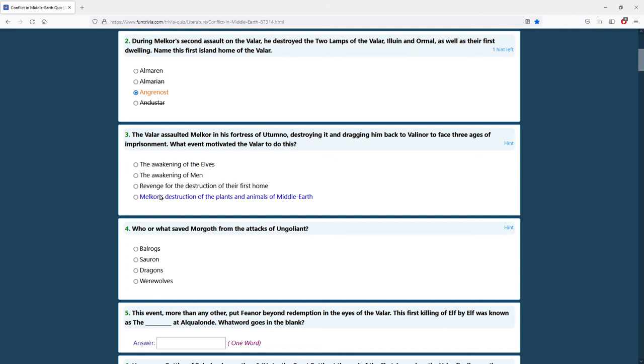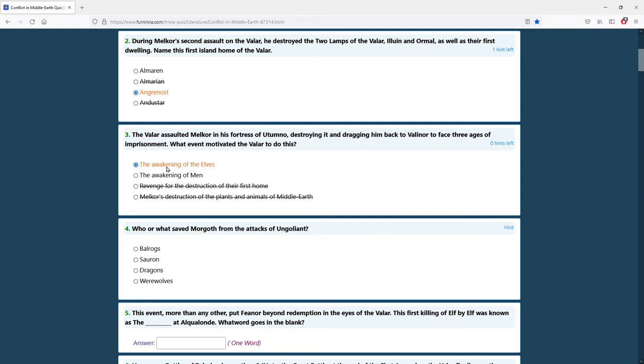The Valar. I don't remember, I have to say. The awakening of elves, the awakening of men. I don't think it's any. I'm going to use the hint because no idea. Okay, so it's not. I would have said Melkor's destruction of the plants. Is it the awakening of men? Or is it the awakening of elves? I'm going to say the awakening of elves because I think the men, like humans, came much after, but yeah, I'm going to say the awakening of the elves.